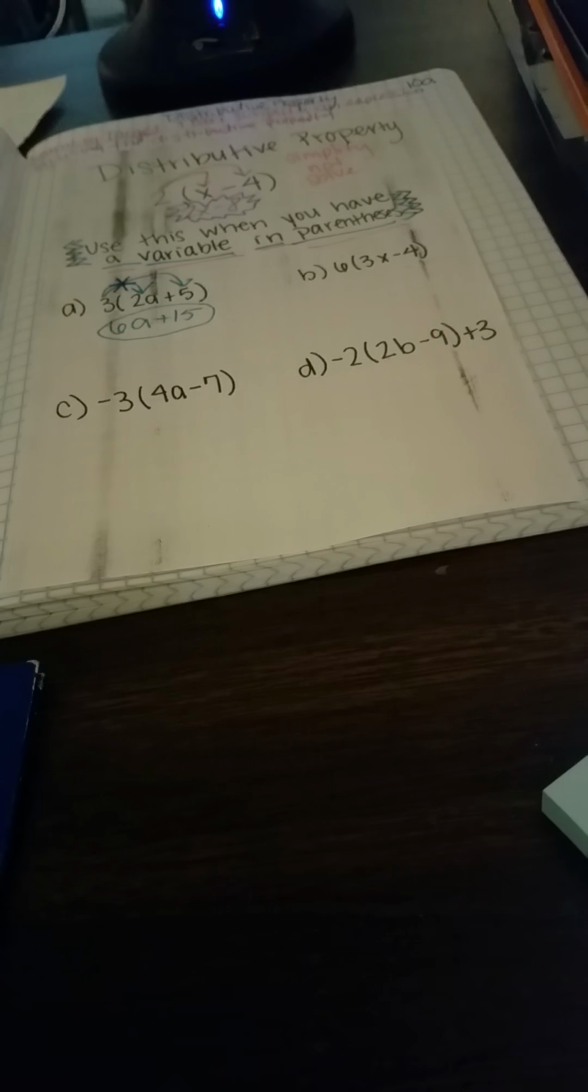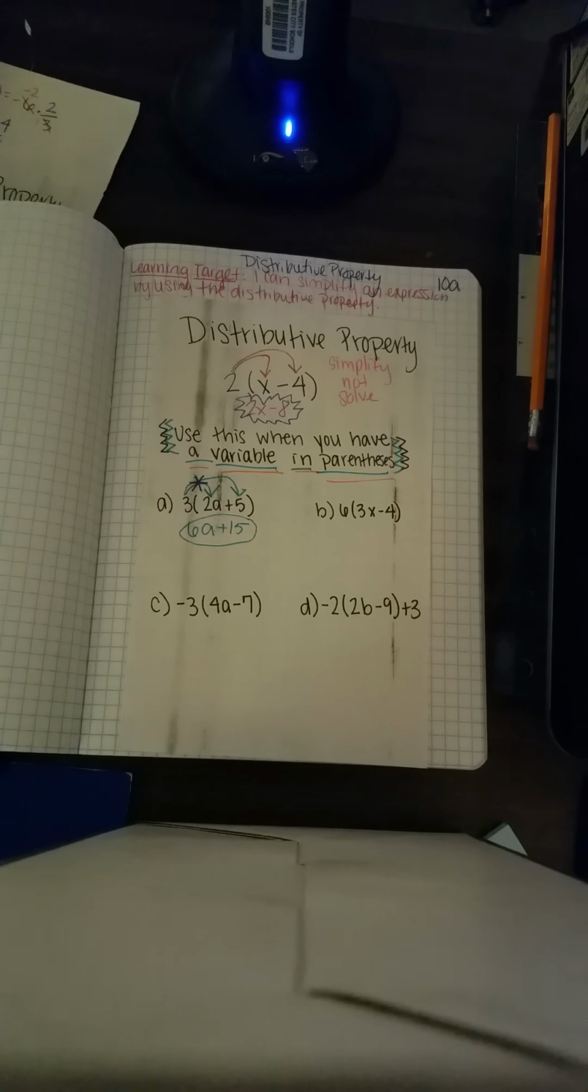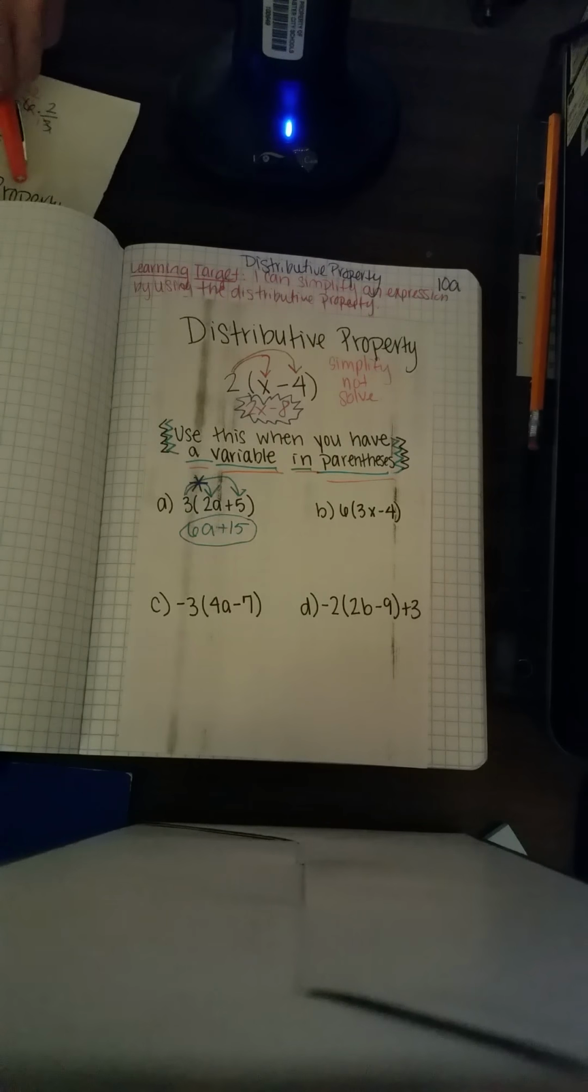It's plus 15. I'm gonna finish this next. Alright, can you try B without me? Please do B without me. Alright, please explain it for us, CJ.